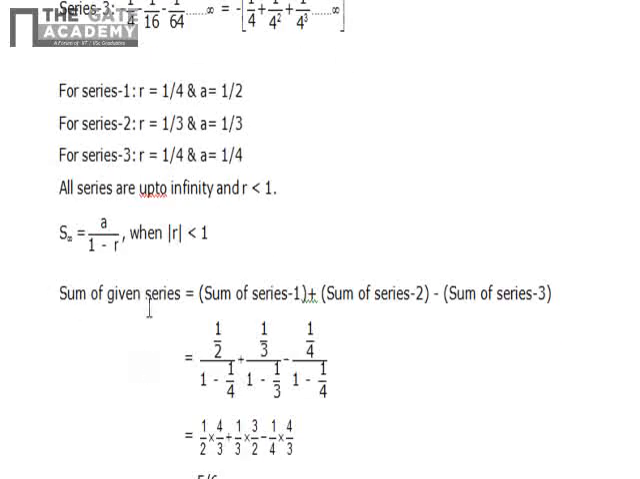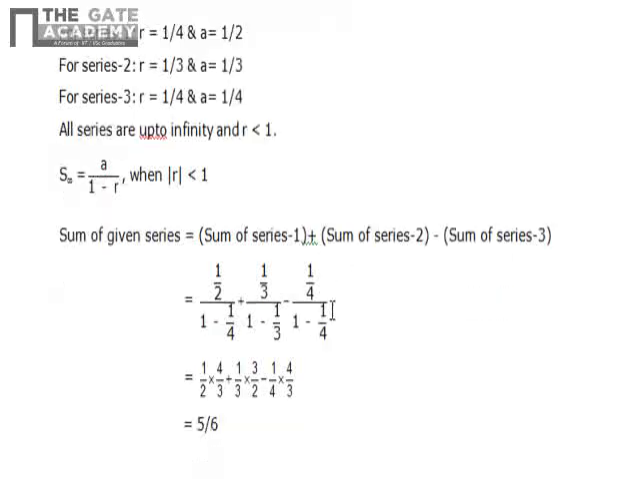So the sum of the given series is equal to the sum of the first series plus the sum of the second series minus the sum of the third series. So we'll put all the respective values in the formula, and after solving it we'll get the answer as 5 by 6.